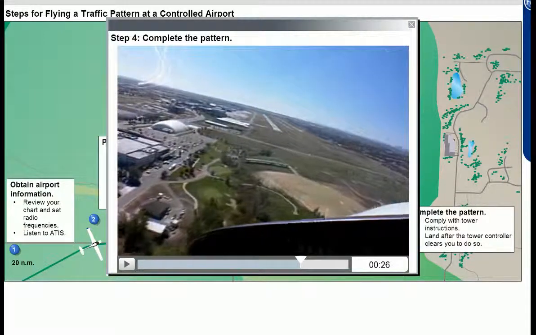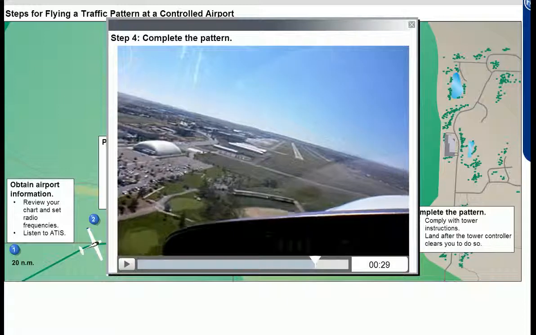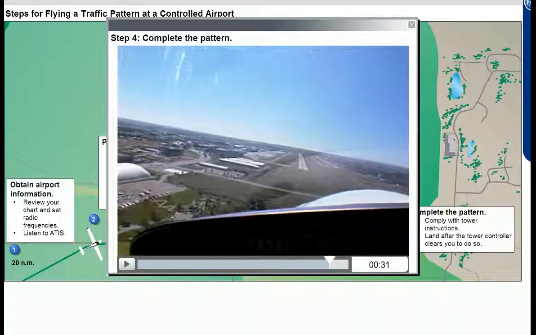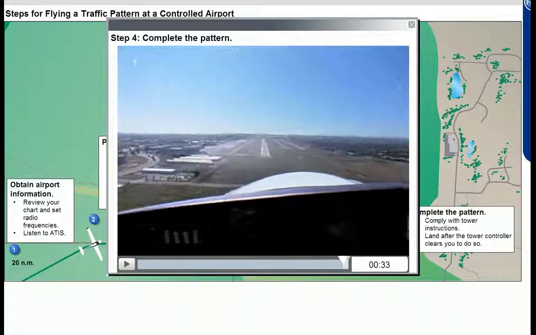And once you get on final, get yourself lined up with that center line and put that center line right in front of where you're sitting. Good.